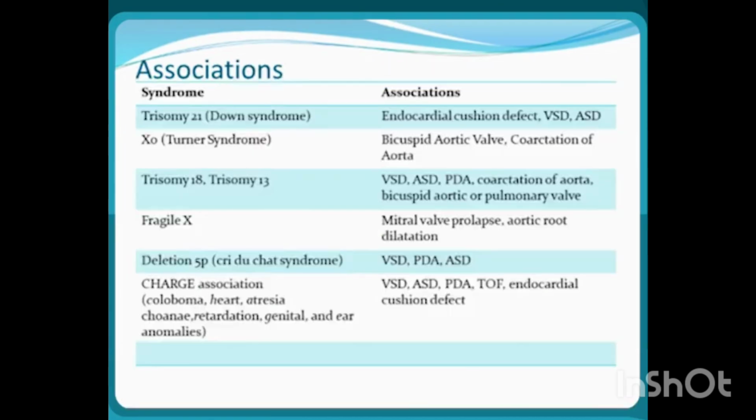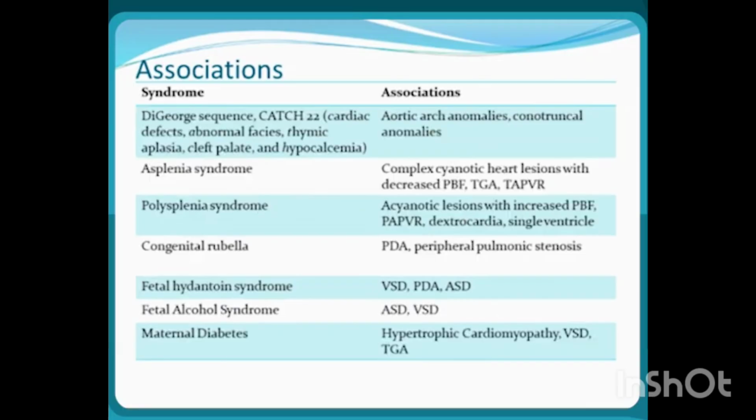There are lots of associations between CHD and genetic and chromosomal anomalies. Commonly we know trisomy 21, then Turner syndrome, Edward and Patau syndrome, Fragile X syndrome, DiGeorge syndrome. All these chromosomal anomalies have CHD association. When we find CHD in any patient, we have to actively look for any chromosomal or genetic abnormality, because we need to prognosticate the patient. We need to see whether any other organ anomalies are involved or not.